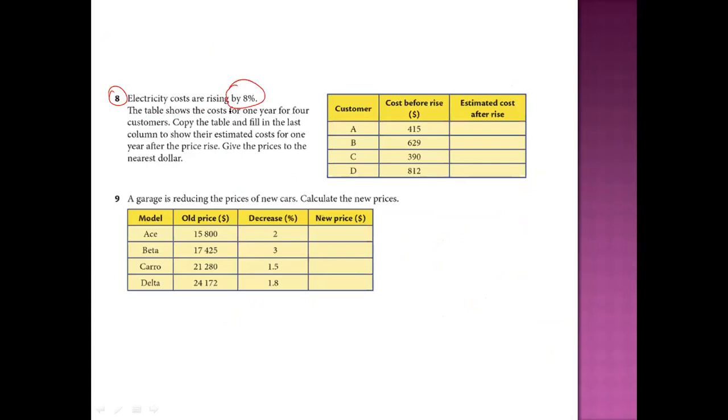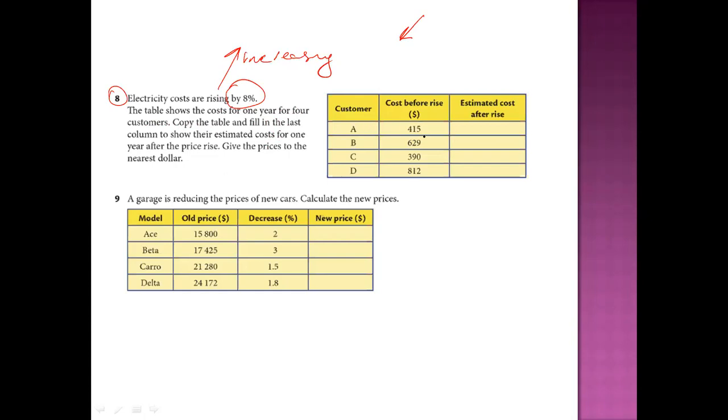Okay, what was that? Rising or rise or raising? It's increasing, okay, increasing. And what was the reduction and decreasing? Okay, so the table shows the cost for 1 year for 4 customers. Copy the table and fill in the last column to show their estimated cost for 1 year after the price rise. Give the price to the nearest dollar.